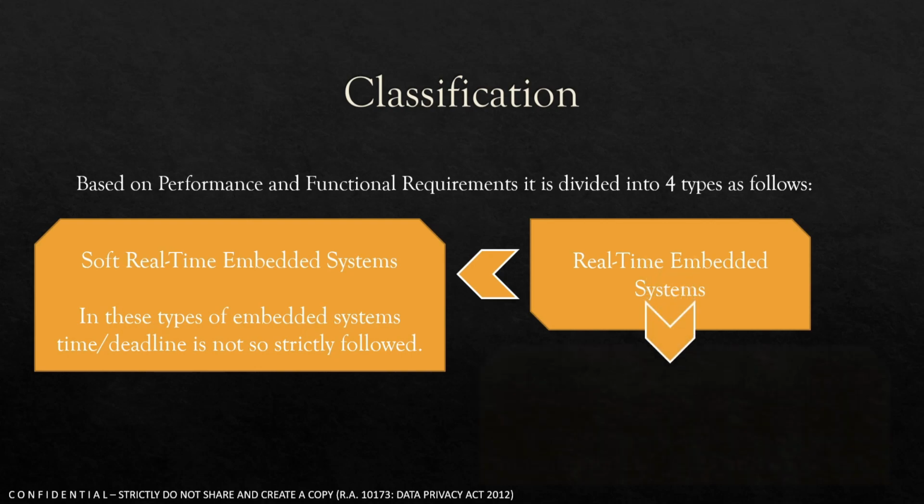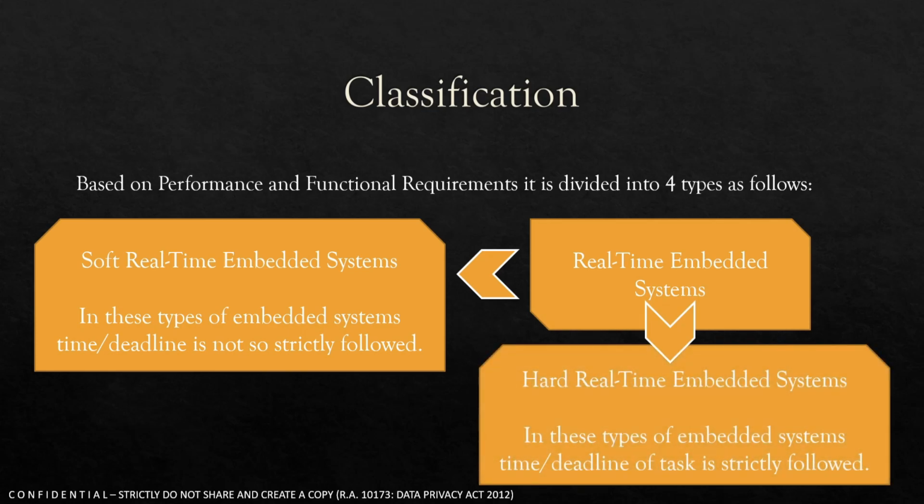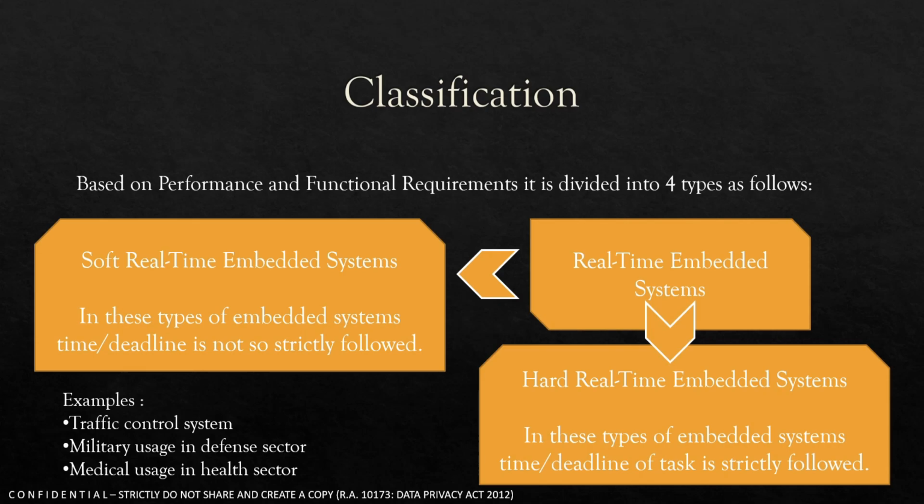While the other type is the hard real-time embedded system. In this type of embedded system, the time and deadline of tasks are strictly followed, since it is called hard real-time. The task must be completed within the time frame or defined time interval, or otherwise the result or output may not be accepted. Examples of real-time embedded systems are the traffic control system, military usage in the defense sector, and medical usage in the health sector.